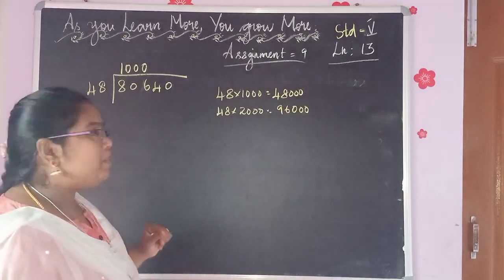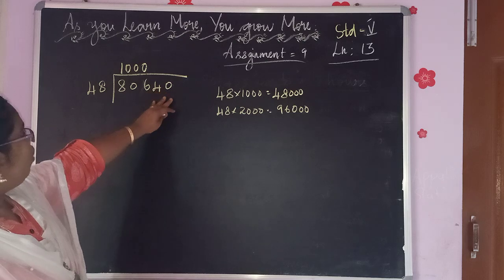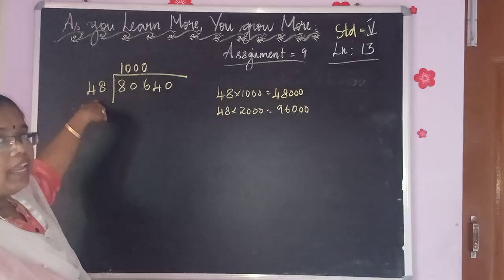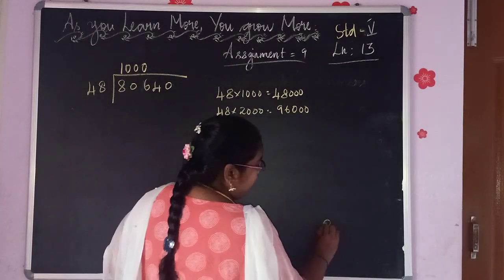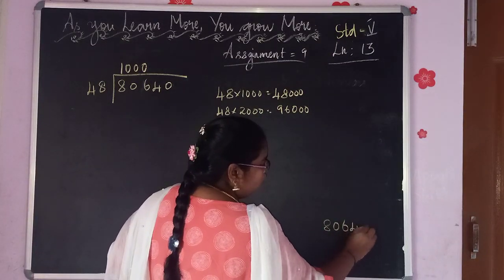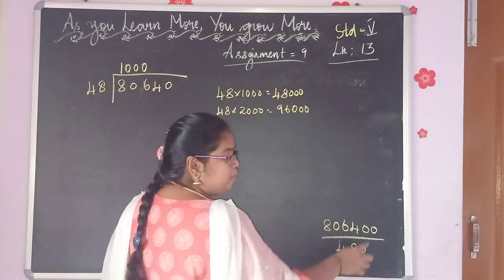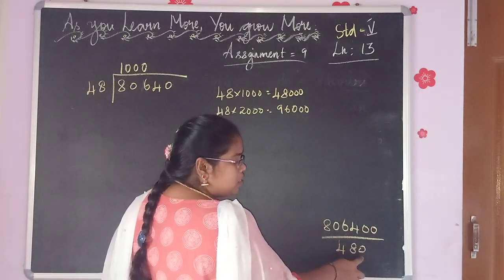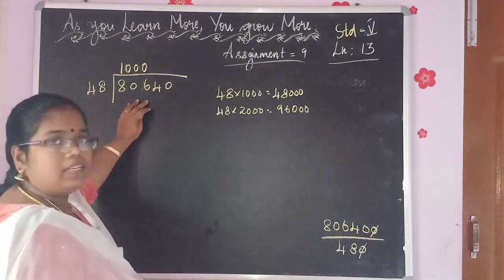So now let us continue with the division problem. It was 80,640 divided by 48. In the first step we had the problem as it is, 806400 divided by 480. The numerator and denominator's last value is 0, so I cancelled the 0. Then we had this number.